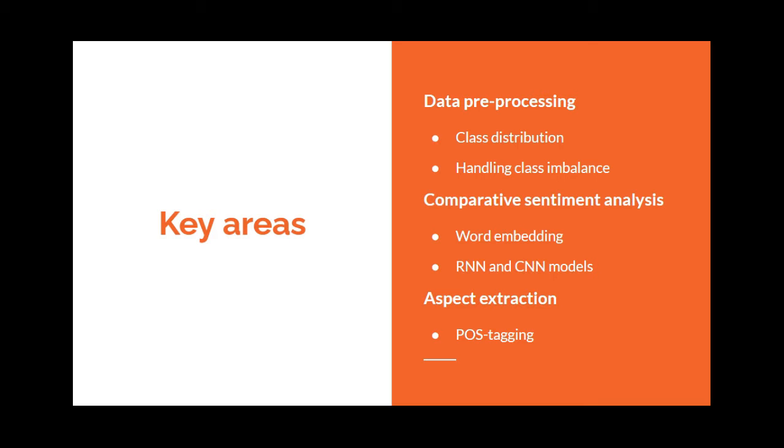In data preprocessing, I'll be showing how I visualize data and handle the class imbalance. And under comparative sentiment analysis, I'll be discussing how GloVe embedding was used to create an embedding matrix for our corpus, and the RNN and CNN models that were developed. Then under aspect extraction, I'll be showing how aspects were extracted using the pre-trained POS tagging pipeline in the library.